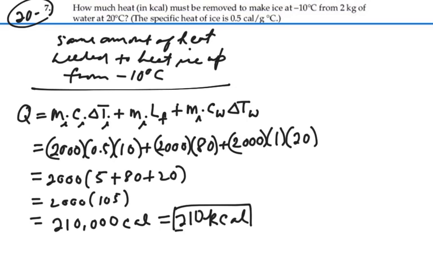That is the amount of heat that would be required to heat up 2 kilograms of ice at minus 10 degrees Celsius through a phase change up to 20 degrees Celsius as water, and hence that would also be the heat that we would need to remove from water at 20 degrees Celsius to make the same amount of ice at minus 10 degrees Celsius. 210 kilocalories of heat.